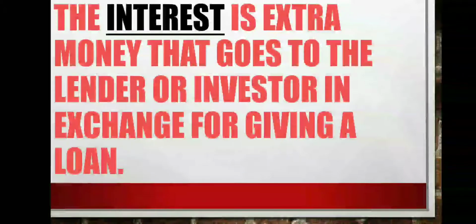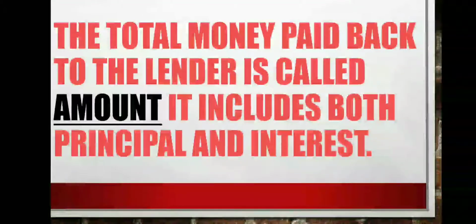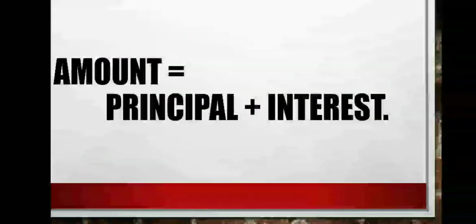So this is interest. The total money paid back to the lender is called amount. It includes both principal and interest. This is the final total money which is returned to the lender, which includes both principal and interest. Amount equals principal plus simple interest.